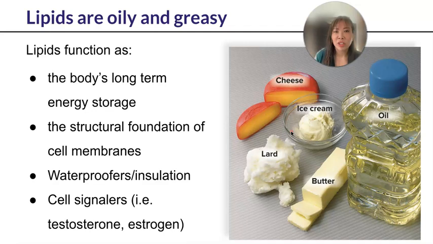So later on when we look at the cells, we'll see a lot of different lipid components within our cell structure and our cell membrane specifically. Lipid is also waterproof, so that means it's not soluble in water, and it can function as insulation. Lipids can also function as cell signalers. These are different hormones in our body.